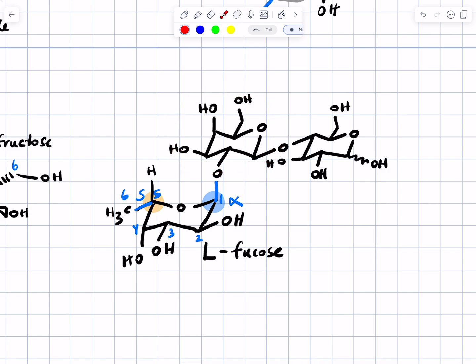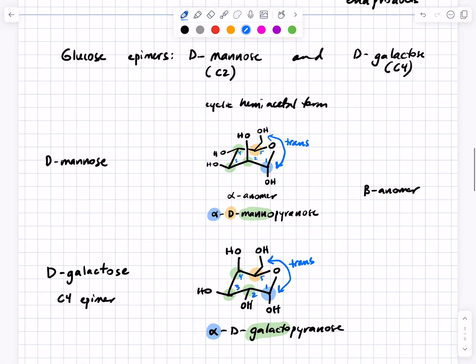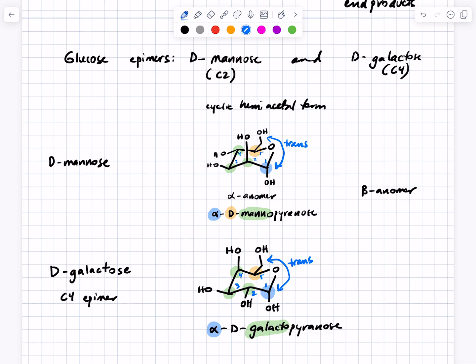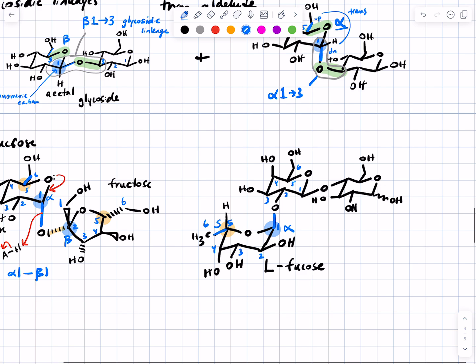Now, take a look at this carbohydrate here. Which one is that? 1, 2, 3, 4, 5, and 6. Glucose, mannose, or galactose? Okay, I'm hearing a lot of things, so let's review. C2 epimer of glucose is mannose. The C4 epimer of glucose, where the OH on C4 is axial up, that's galactose. So this is galactose. It's D-galactose.